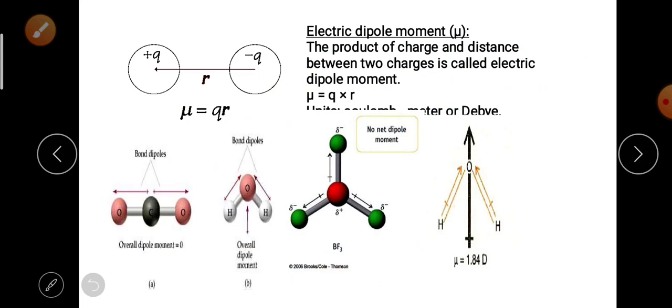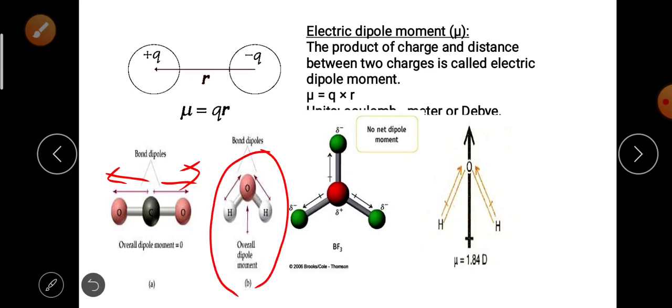And the bond dipoles, see this figure. Here the bond dipoles have one in one direction and the other in the opposite direction, so the overall dipole moment is 0. In BF3 there is no dipole moment because they are in opposite directions, traveling in different directions.